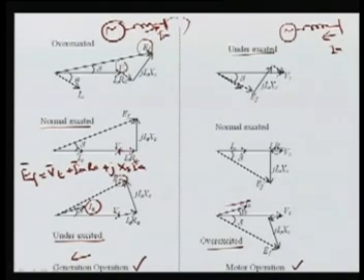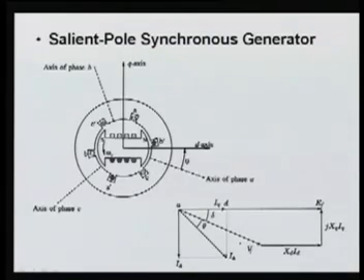Here it was injecting, here it was coming out. So this sign is changed. Under excitation, if it is lagging, then it will be under excited. However, here it is lagging and over excited because it is injecting. Similarly, if it is in phase with the terminal voltage, then it is normally excited, and if it is leading, then it is called over excited operation. This is a motor operation, and here it is a generator operation.